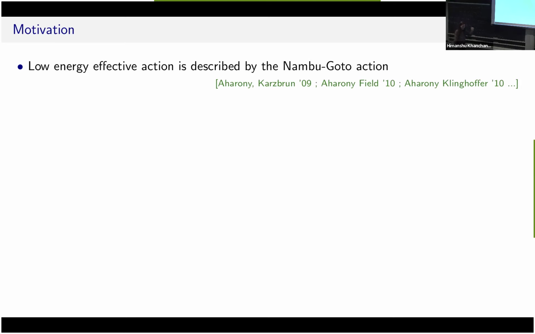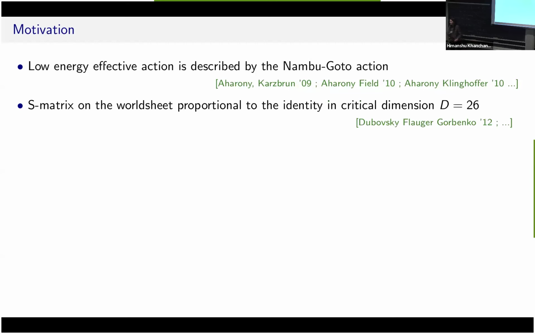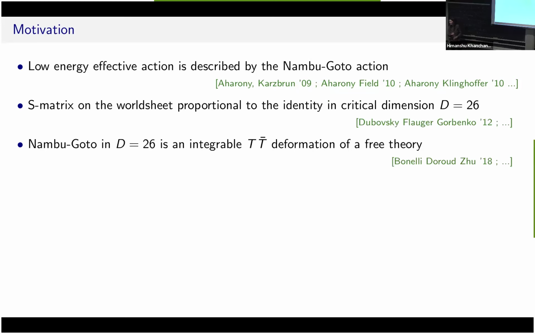So in the low energy limit, the action is very well described by just a Nambu-Goto action in static gauge. And the S matrix on the worldsheet of this action is proportional to the identity in critical dimension D equal to 26. And this is a very nice observation. In fact, this comes from the fact that in D equal to 26, the Nambu-Goto action in static gauge is an integrable TTbar deformation of a free theory of just a collection of free bosons.